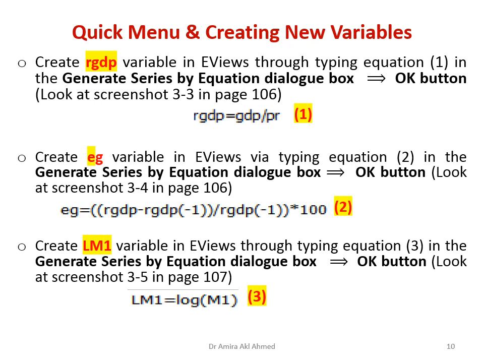In order to create the economic growth variable in EViews, we type equation 2 in the Generate Series by Equation dialog box. This is followed by pushing the OK button. In this equation, EG is the new variable to be created from an existing variable, which is RGDP.